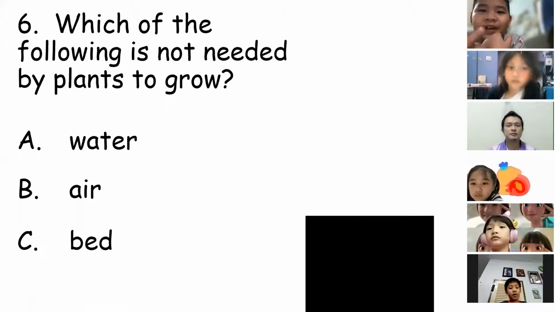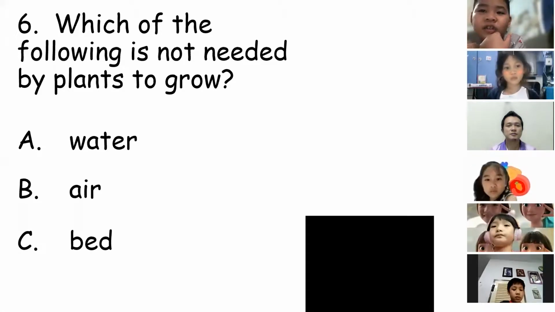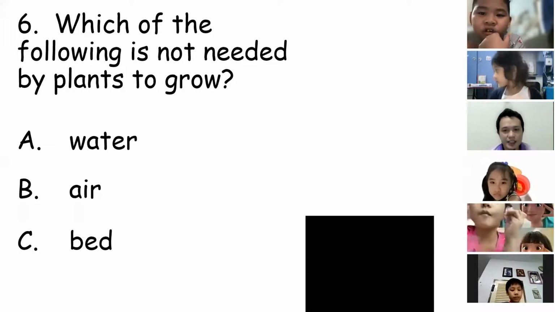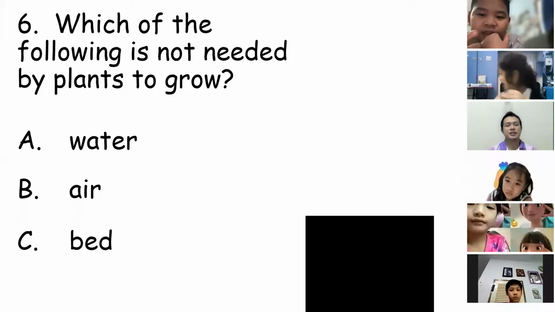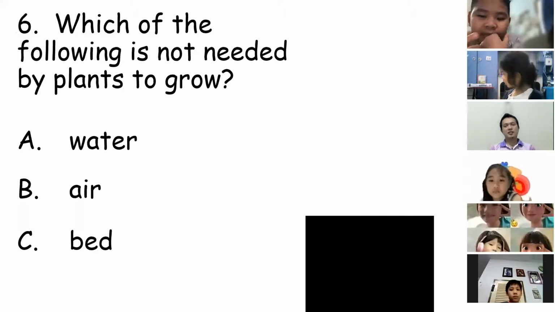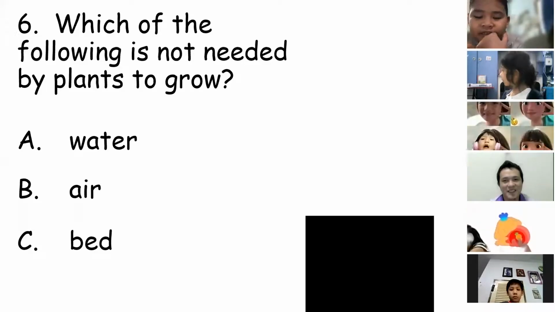Which of the following is not needed by plants to grow? A. Water. B. Air. C. Bed. Yes, letter C. Your answer is letter C.